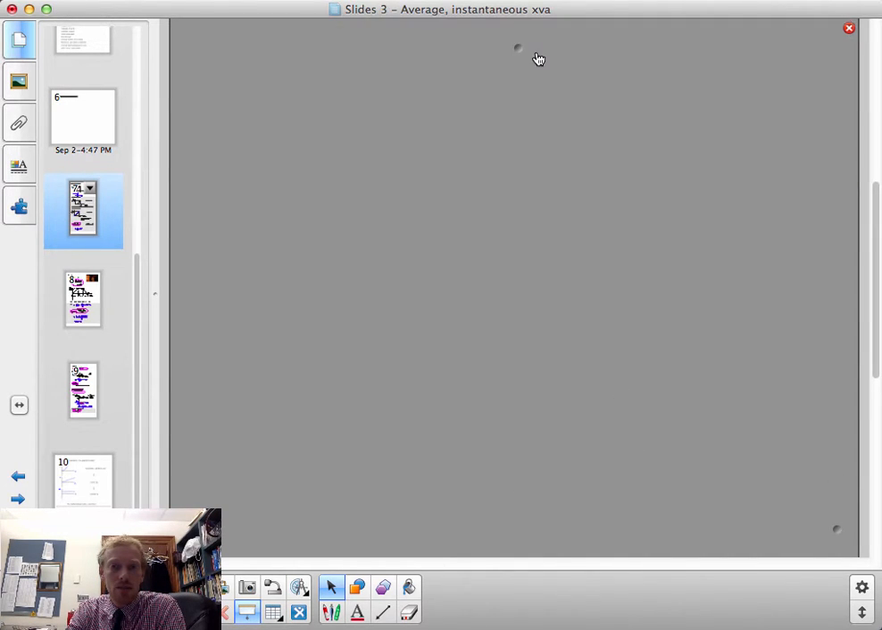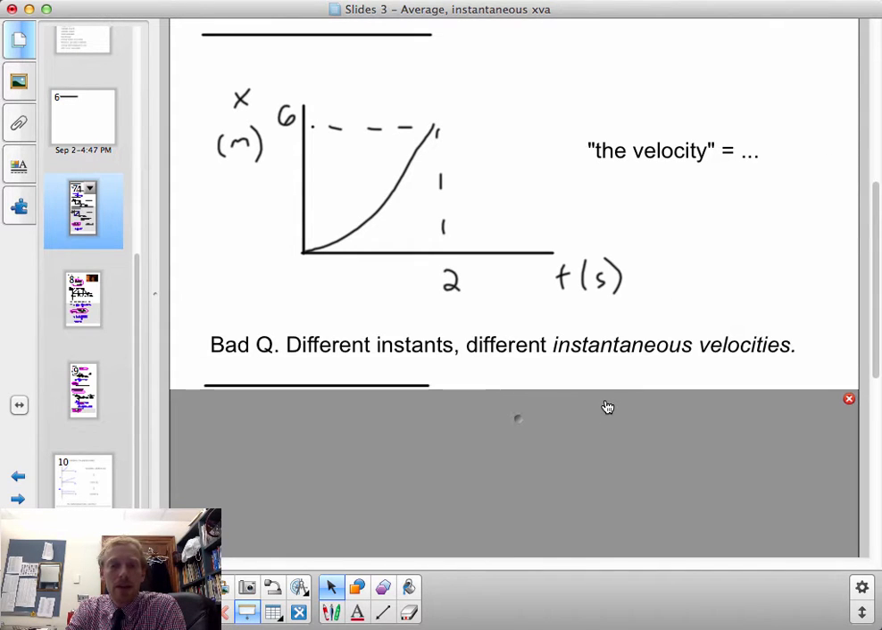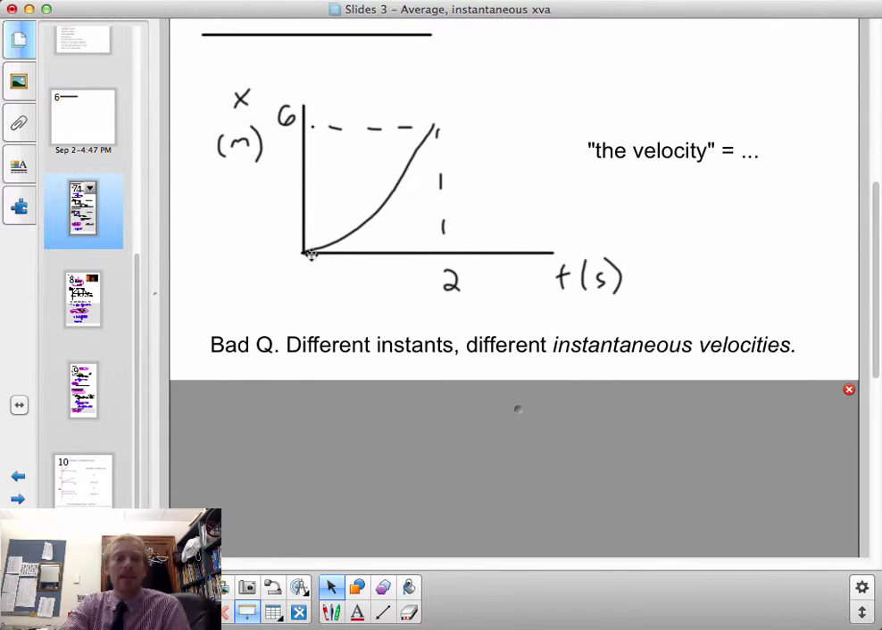Now let me ask you this. What is the velocity of this object being indicated? Well, it's a bad question, isn't it? Because at different instants, there are different instantaneous velocities. We know that velocity is the derivative of the position function.